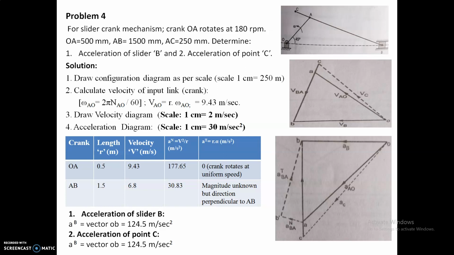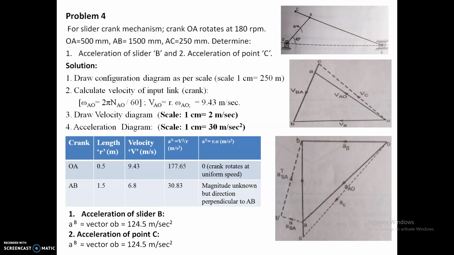And the third feature you have to keep in mind: if the problem has a slider, then the slider has only the tangential component. The normal component is zero because the radius or the length of the slider becomes infinity. So because of that, the normal component becomes zero, and there is only one component, the tangential component, for the slider. These three features you have to keep in mind before making the acceleration polygon.